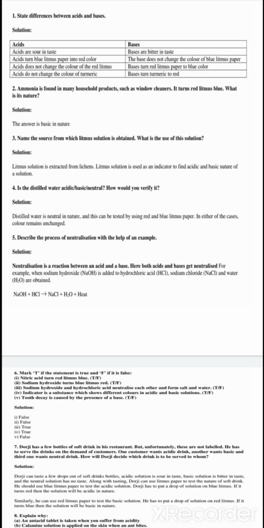That's why distilled water is neutral in nature, and this can be tested by litmus paper, that is, red and blue litmus paper.